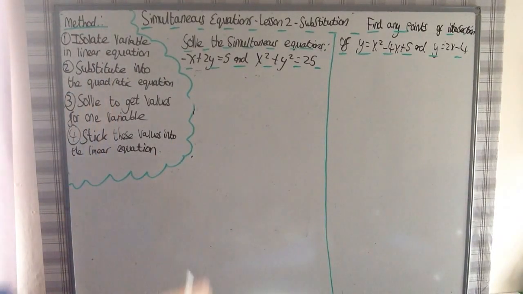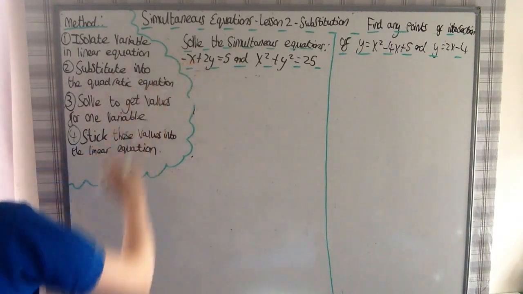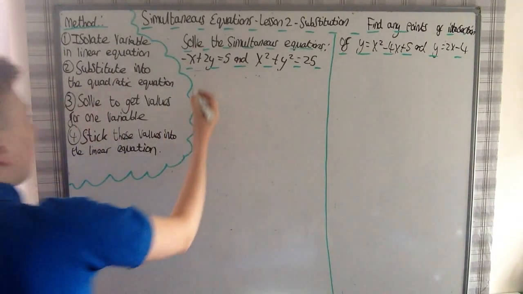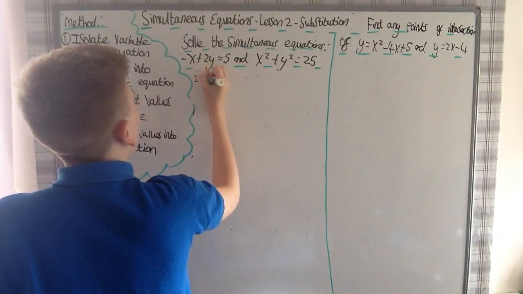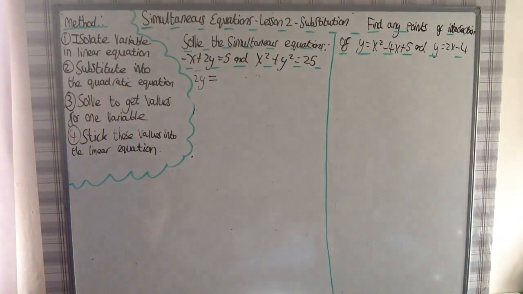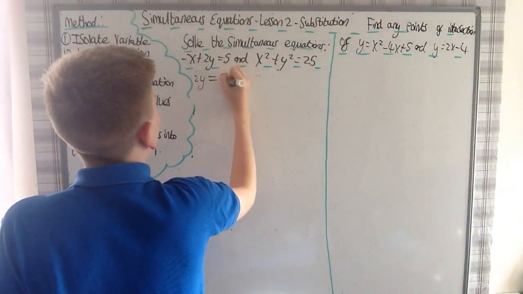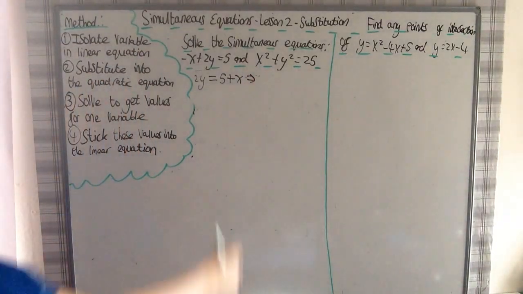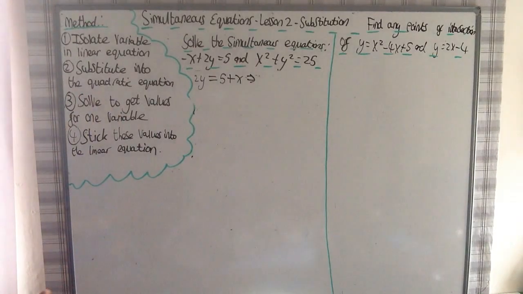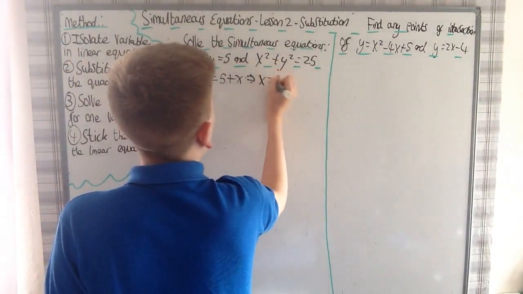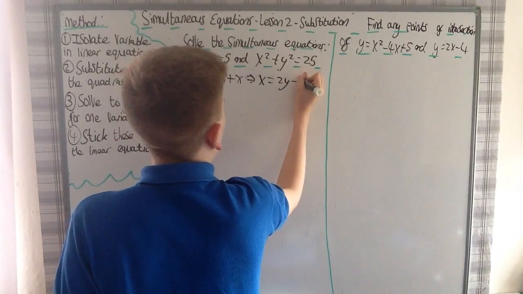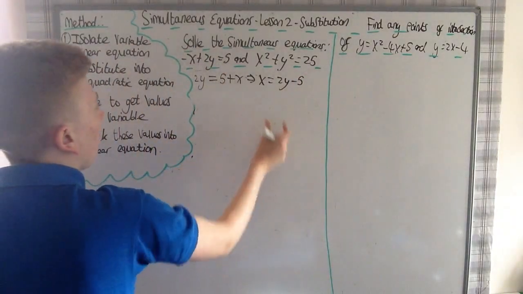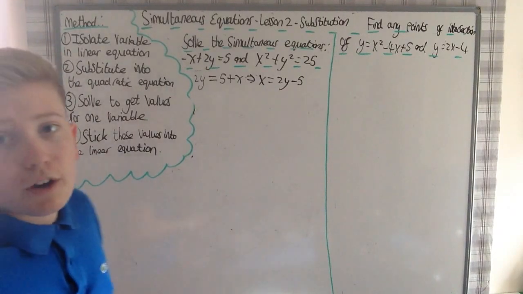Solve the simultaneous equations minus x plus 2y is 5 and x squared plus y squared is 25. So, firstly we isolate a variable. I'm going to pick x. I'm going to make it in the form x equals. So to do that, we can firstly move the x across to get 2y equals 5. Now this minus x will become plus x. Now we can move the positive 5 across to become a negative 5, so we just have x on this side. X equals 2y. Now this positive 5 is going to become a minus 5. So x is the same as 2y minus 5. X is 2y minus 5, okay?